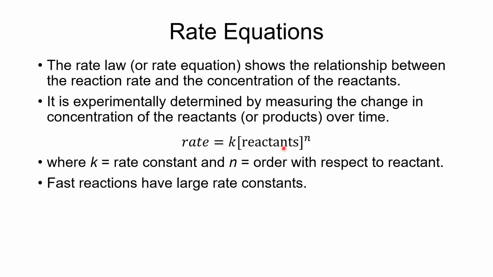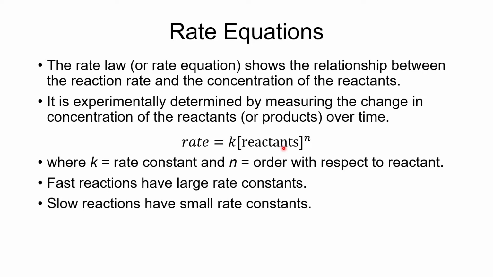We will find that fast reactions have large rate constants and slow reactions tend to have smaller rate constants. We will find that the larger the activation energy, the smaller the rate constant is going to be.